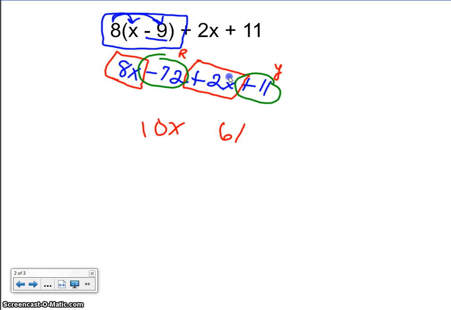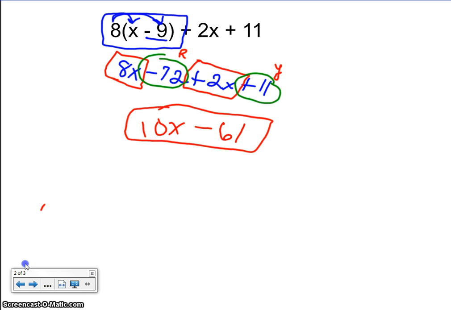Now to determine if it's positive or negative, I'm going to look for the bigger of the two numbers. So I have more red tiles. I have 72 red tiles, then I do yellow tiles, so that means my 61 is going to be negative. There we go, and we've just simplified that expression right there.